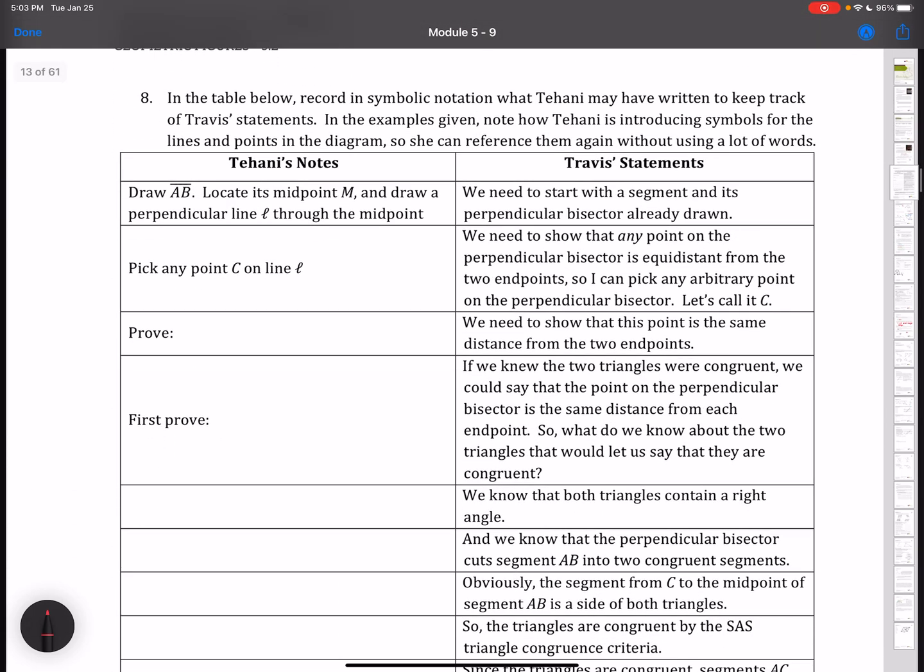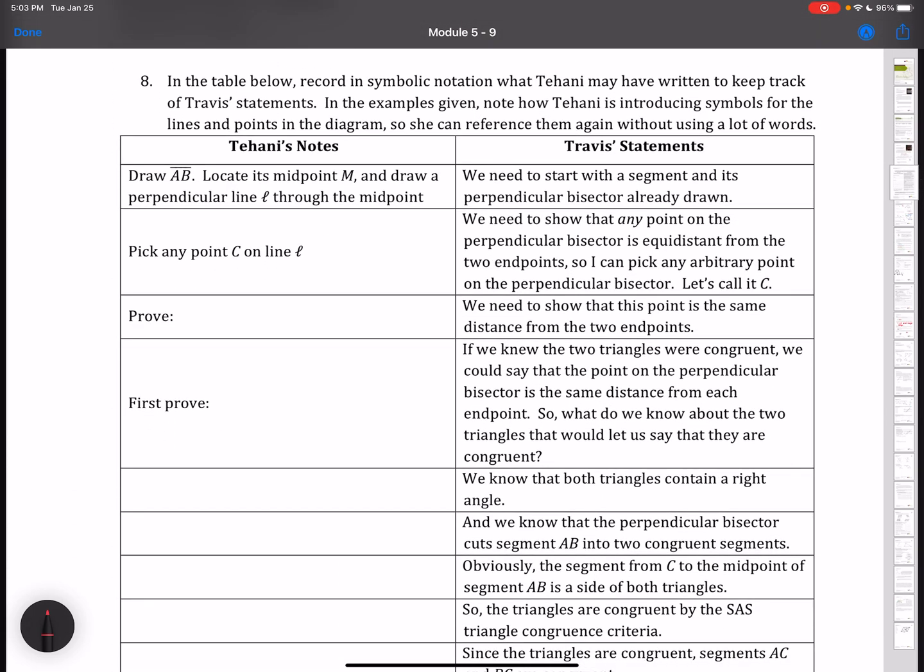So in the table below, there are Travis's statements that Tahani took notes about, okay? So we're going to now try to figure out a symbolic notation of what Tahani may have written, kind of a shorthand notation, to keep track of Travis's statements. In the example given, also note how Tahani is introducing symbols for the lines and points in the diagram so she can reference them again without having to use a lot of words.